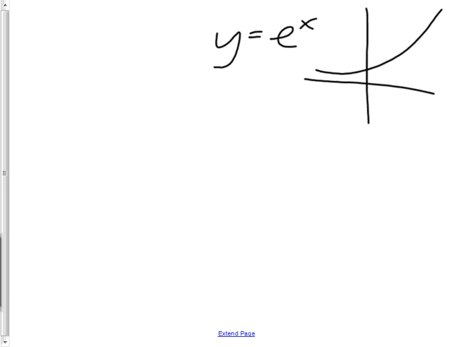Then there's this one. And it kind of looks like a sideways s. That's the one I'm going to teach you next. That one is called the basic logistic function. And it looks like this. It's got an e to the x in it, but it's kind of buried. It's L over 1 plus e to the negative x.